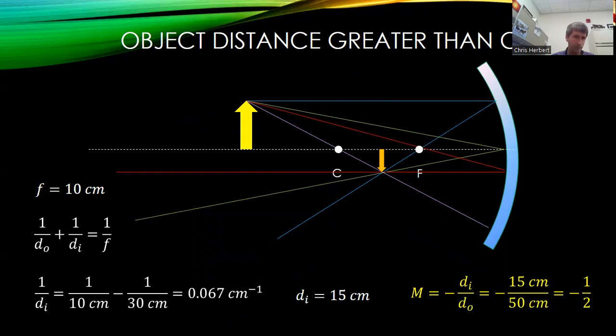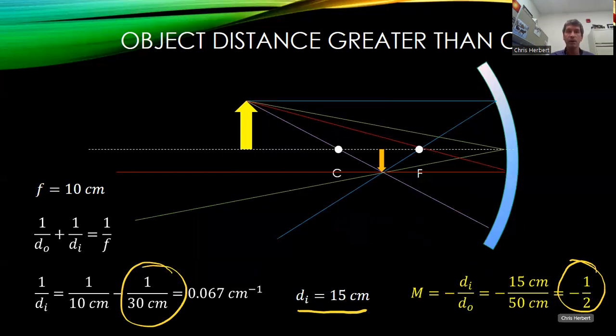Once again, I use the same exact equation. The primary difference here is that I've moved the object closer. It's now 30 centimeters. That gives me an image distance of 15 centimeters. And 15 divided by 30 is 1/2. Negative, once again, it's upside down.